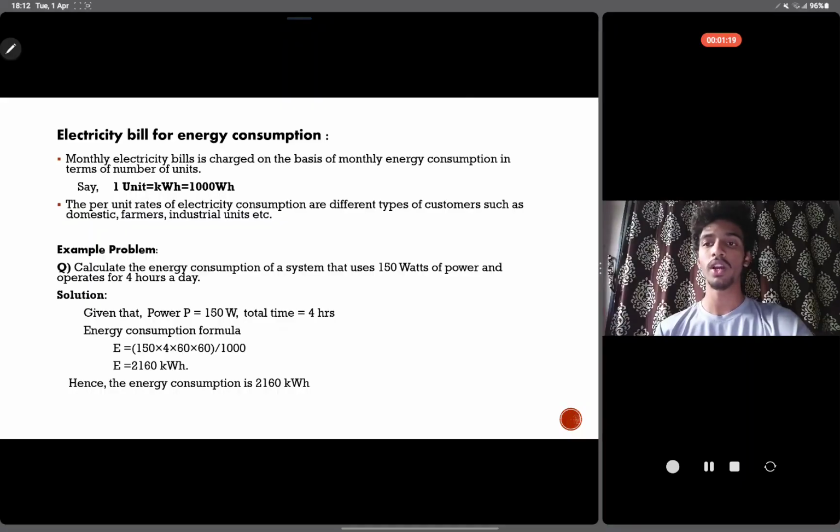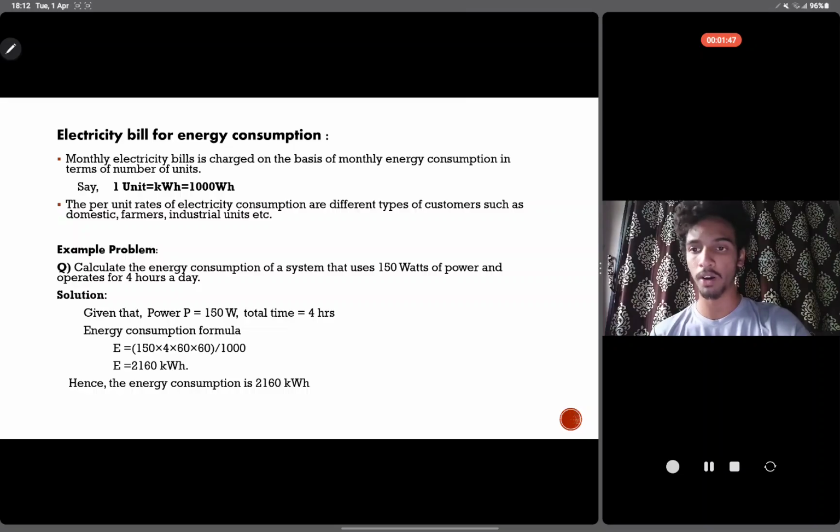Then coming to the electricity bill, the monthly electricity bill is charged on the basis of monthly energy consumption in terms of number of units. Let's say that 1 unit is equal to 1 kilowatt hour, that is equal to 1000 watt hour. The per unit rates of electricity consumption are different for different types of customers, such as domestic, farmers, industrial units, etc.